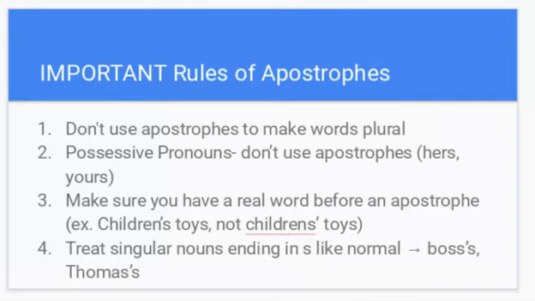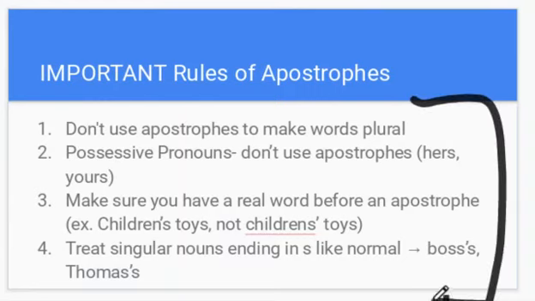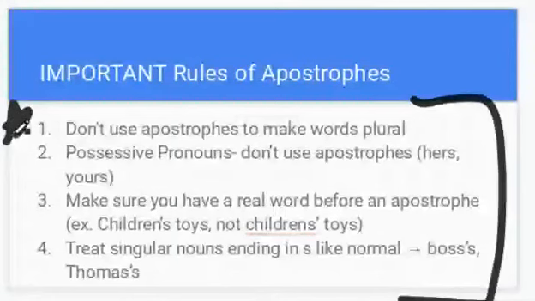So, some important rules of apostrophes. Write these down. Don't use apostrophes to make words plural. Do not do it. If you are trying to say 3 cars, don't even think about putting an apostrophe if they're not owning anything. If you're just talking about the 3 cars, do not use an apostrophe. This is important. It will make me upset.